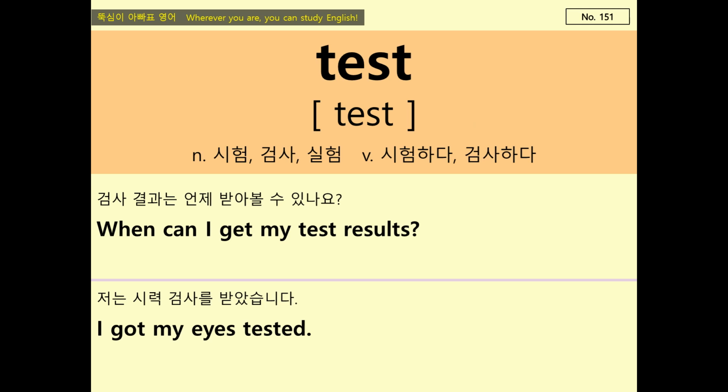test. 시험, 검사, 실험, 시험하다, 검사하다. 검사 결과는 언제 받아볼 수 있나요? When can I get my test results? 저는 시력 검사를 받았습니다. I got my eyes tested.